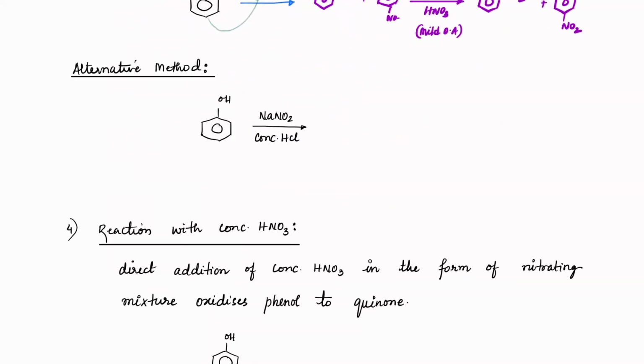See the alternative route. If you directly use NaNO2 and HCl, we know that it will give you NO+, and that NO+ will come out at the para position. Okay, majorly I'm talking only about the major product, and that again when you react with dilute HNO3, right? So then we'll have OH and NO2. That's how the nitration happens.